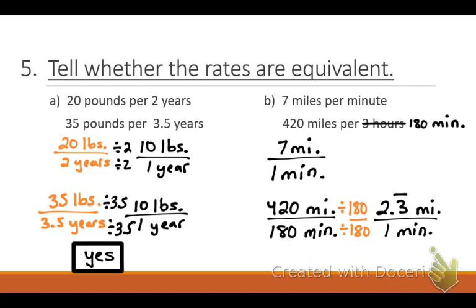Now, guys, if I'm looking at this, 7 miles per minute, 2.3 miles per minute. Do those equal each other? No. So when it asks you, are they equivalent? The answer is no. Okay? In order to decide if they're equivalent or not, you always have to change that denominator into a 1 to find the unit rate of how much it is per 1 of something.